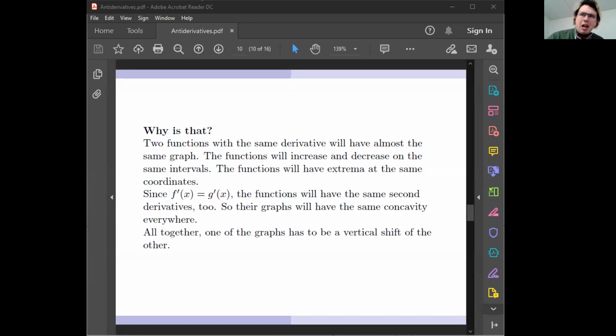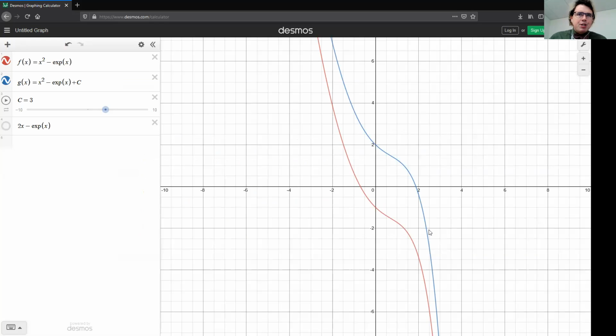As I was just saying, two different functions which have the same derivative will have almost the same graph. What do I mean by almost here? One of the graphs will just be a vertical shift of the other graph, right? They've got to be increasing in the same places. They've got to be decreasing in the same places. So all I can do without changing that information is just sliding the graph up and down.